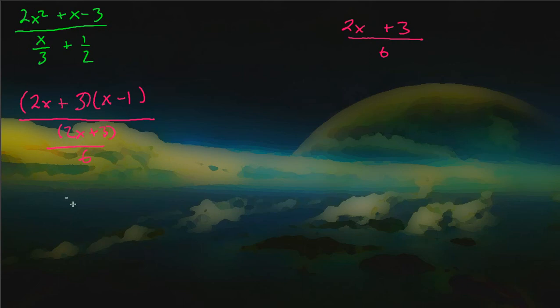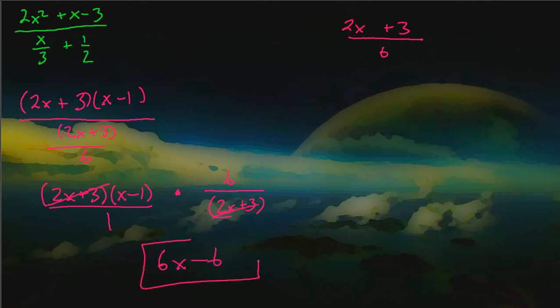Now I keep and then flip. So I have 2x plus 3, x minus 1, times, flip this. Now if this confuses you, this is over 1, and then these cancel, and I basically get 6x minus 6. No restrictions.